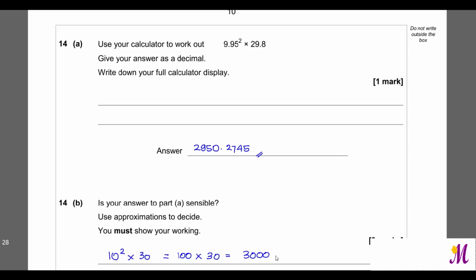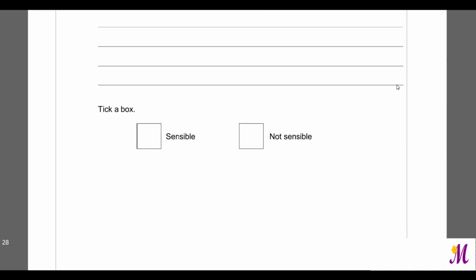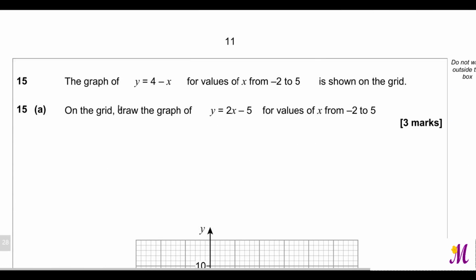So by approximation we have 3000, by the calculator we have 2950 point something something. So it's nearly 3000. So we can say yes, our answer by calculator is sensible. So there's no mistake when we were doing it with the calculator. Let's tick the box. It is sensible. Let's carry on. Question 15.